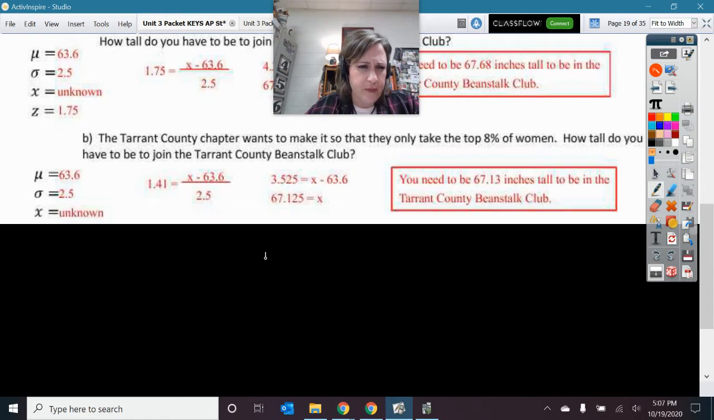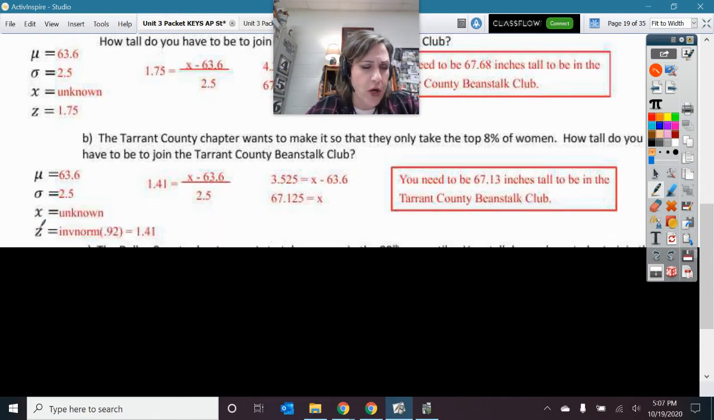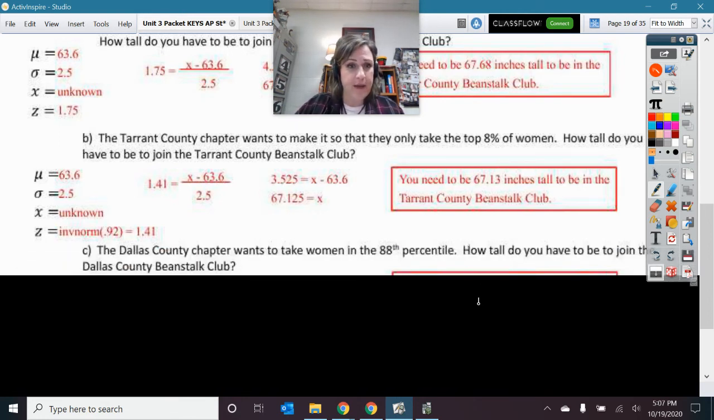So, see, there's our z-score. See how I wrote that here? To get the z-score, you do inverse norm of the 0.92 is the z at that spot. Then I plugged it in and solved for x. You have to be 67.13, so they're not quite as picky in Tarrant County. Well, let's see about Dallas County.